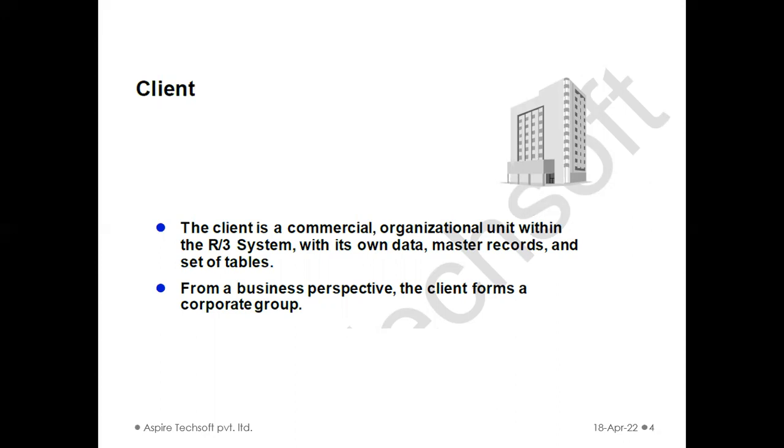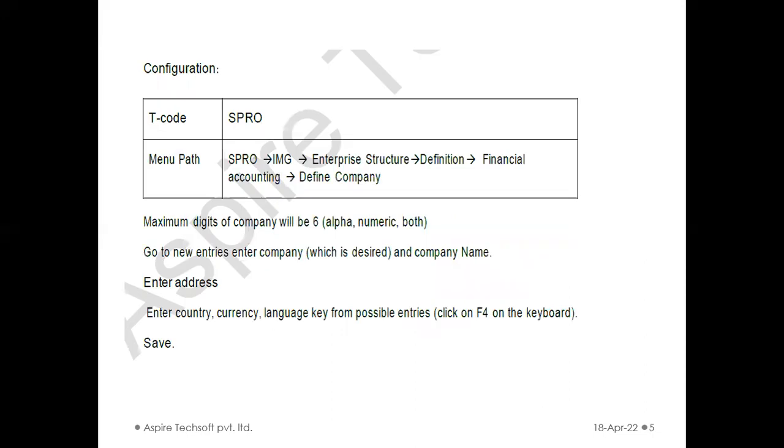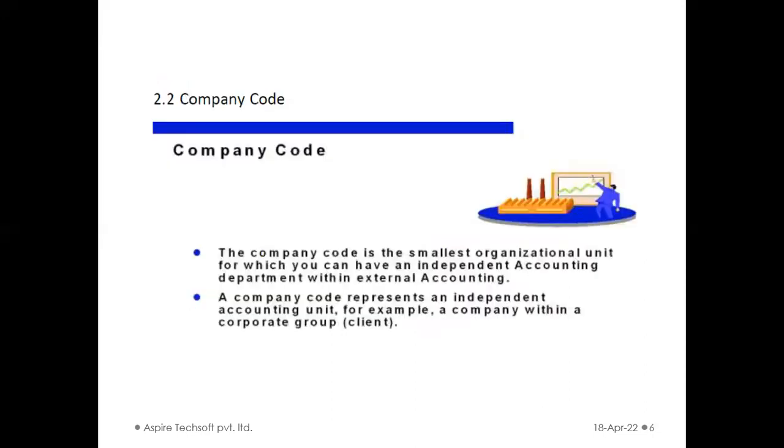Coming to the next point, that is company code. Company code is within a client. Company code is the independent accounting unit. It is a legal entity that has its own profit, loss, and balance statement. It is the smallest unit in the organization for which a complete independent account set can be replicated.